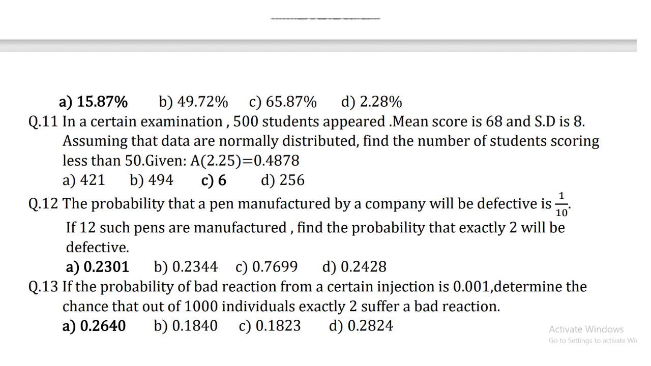Question number 11 is, in a certain examination 500 students appear, mean score is 68 and SD is 8. Assuming that data are normally distributed, find the number of students scoring less than 50. Given A(2.25) is equal to 0.4878, and the answer is 6.